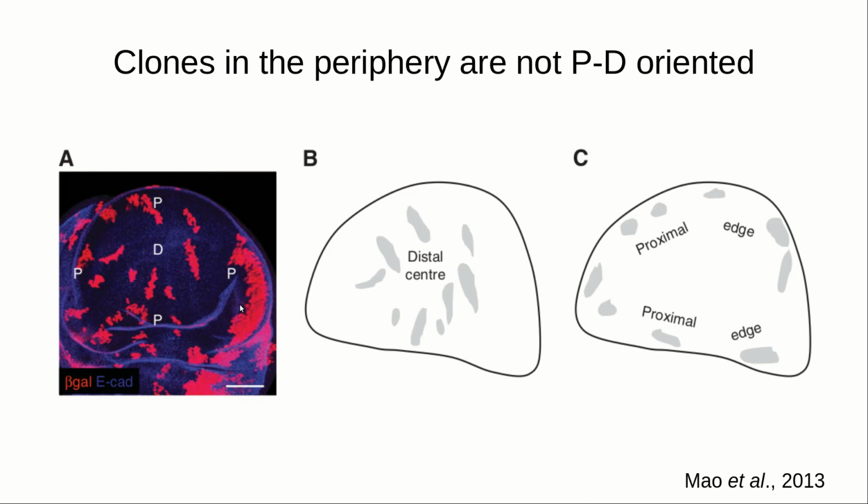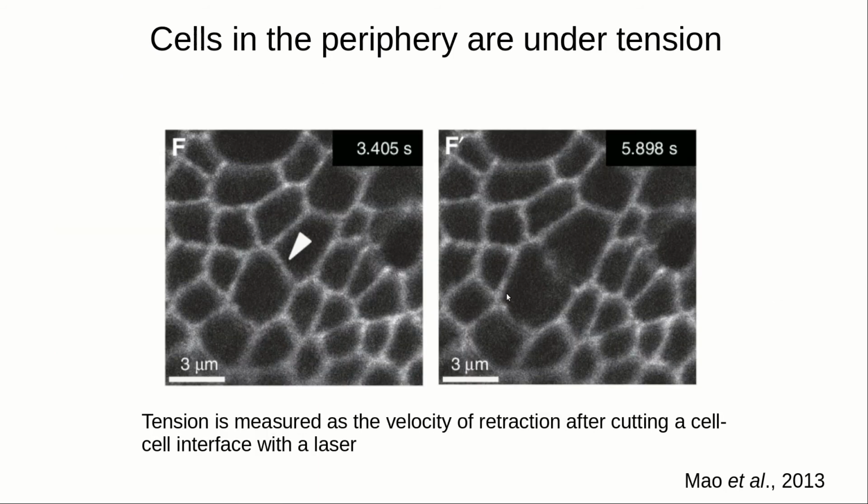However, these clones that are oriented from distal to proximal are only the ones that are in the center of the disc. The clones like the ones in figure B, okay? The clones that are in the periphery here are oriented in a tangential way, like around the circle, let's say, like in figure C. Okay, so how is this possible if the Dpp gradient is in the same direction in the whole disc? So how is this possible?